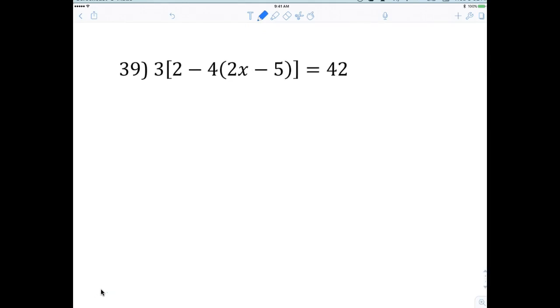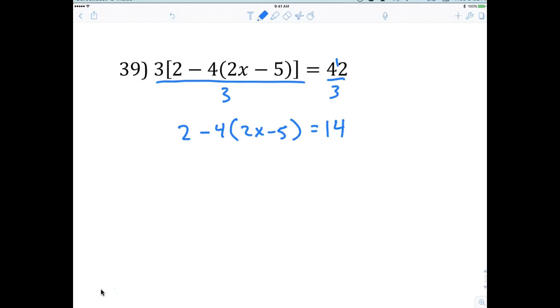Now, pay attention for question number 39. Here is the way I would like for you to see it. You could simplify the inside, but you could divide by 3. Thank you very much, James. I could definitely divide by 3. The reason I'm going to divide by 3 is, number one, it makes the problem easier, and the numbers are smaller. So now I have 2 minus 4 parentheses 2x minus 5 equals, 3 goes into 4 once with a 1 left over, 3 goes into 12 4 times.